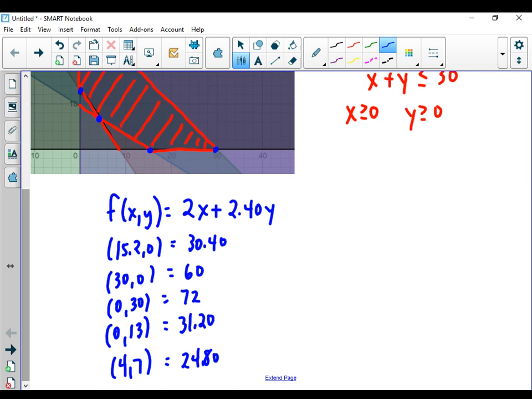And so I look at all these and I find out, okay, the one that had the minimum operating cost was this one here that ended up costing $24.80. So answering the question, I need to run machine 1 for 4 hours and machine 2 for 7 hours.